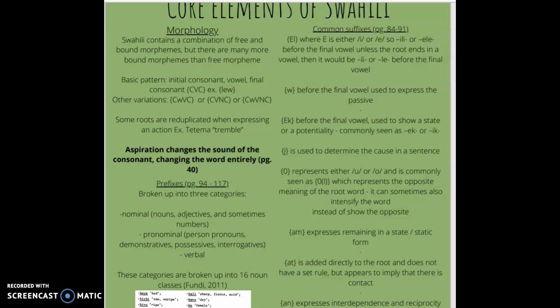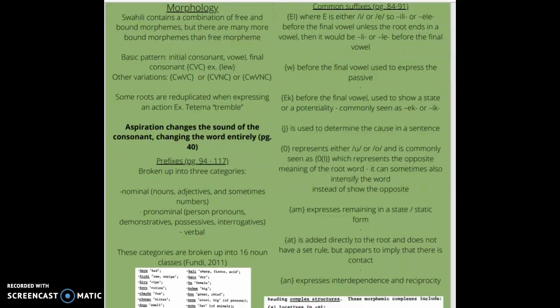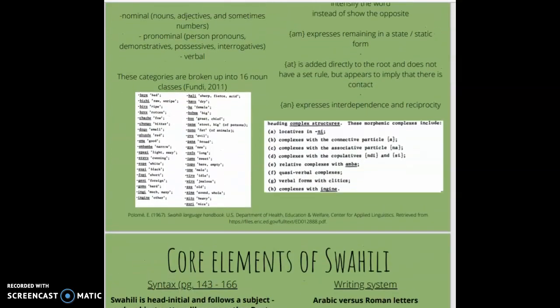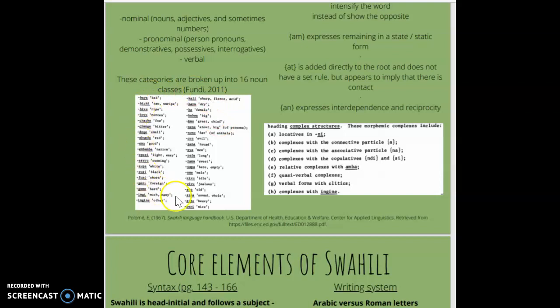In expressive Swahili, it is common to hear sounds that are connected with a definite idea. On the poster presentation, I also made sure to include a picture with some of the most common adjectives used in Swahili. This list came from the Swahili Handbook from the U.S. Department of Health, Education, and Welfare. So you can see it right here. It is some of the most common adjectives.